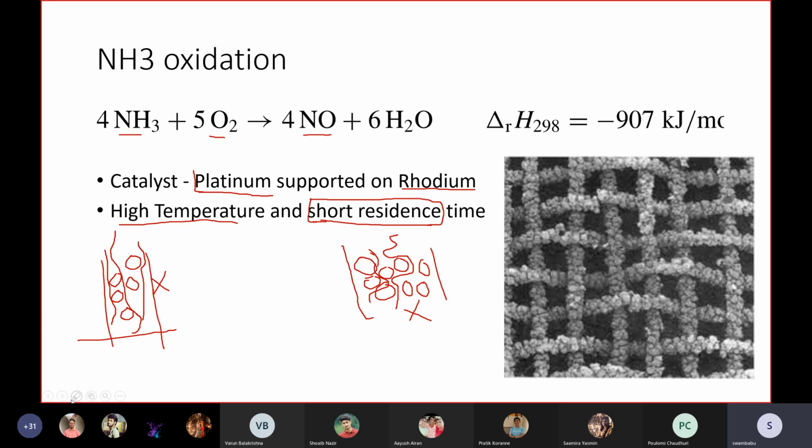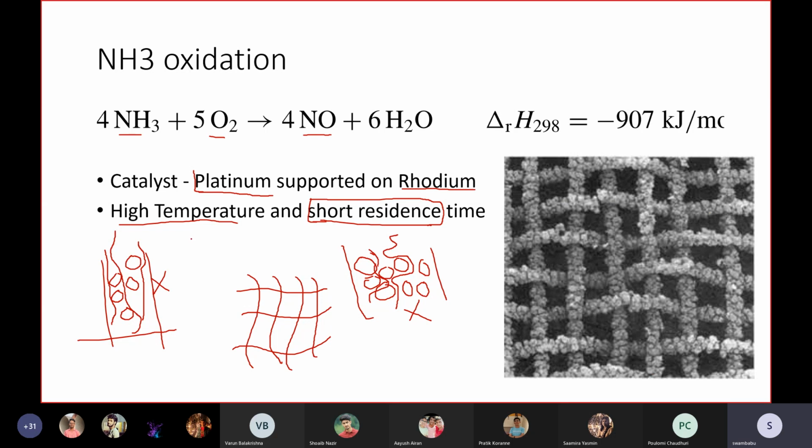They make a mesh kind of thing. The platinum-coated rhodium is made into wires, small wires, and those wires are made into a mesh. See, this is the typical platinum-coated rhodium catalyst. You can see they made it like this.